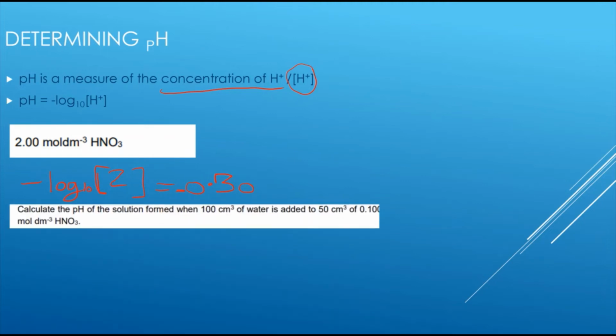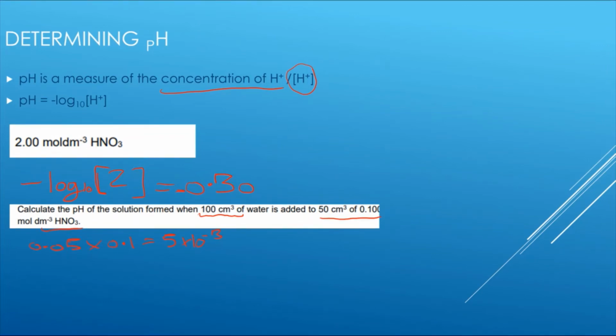So now looking at a slightly harder example, we're being asked to calculate the pH again, and this is the pH when we add 100 centimeters cubed of water to 50 centimeters cubed of HNO3. So whenever we are adding something to something, what we usually do is work out the moles. So we need to work out the moles of the acid first. So that would be moles equals the concentration times the volume. Remember, volume would be in decimeters cubed, so that would be 0.05 decimeters cubed times 0.1, and this gives us 5 times 10 to the minus 3.